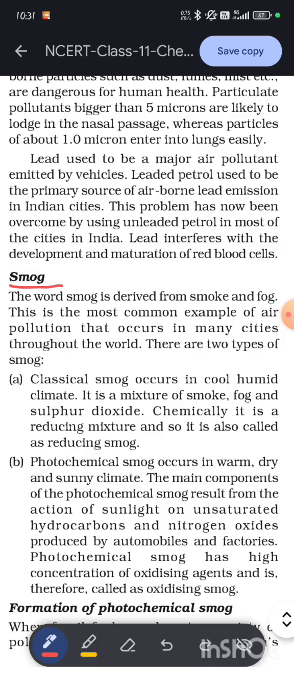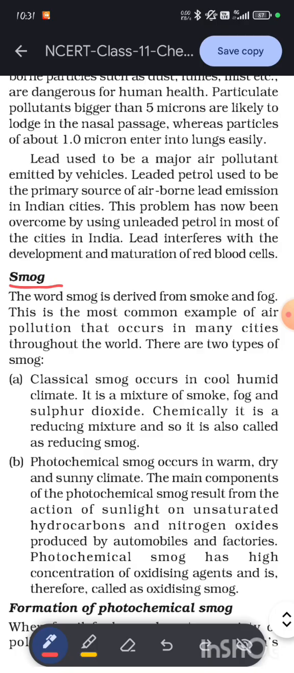A. Classical smog occurs in cool, humid climate. It is a mixture of smoke, fog, and sulfur dioxide. Chemically, it is a reducing mixture, and so it is called reducing smog.